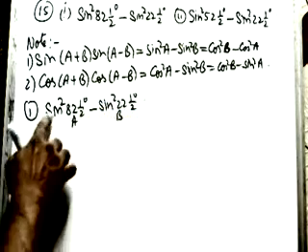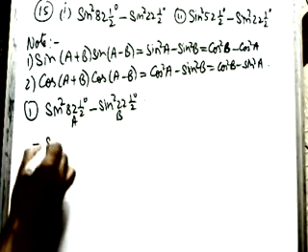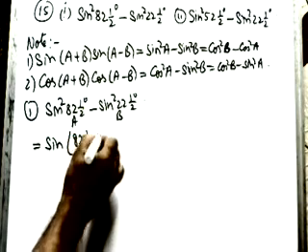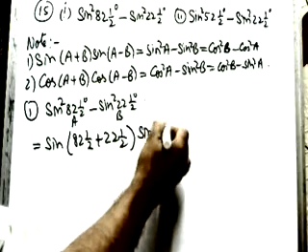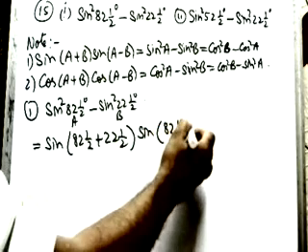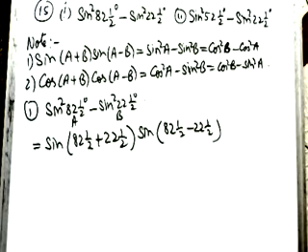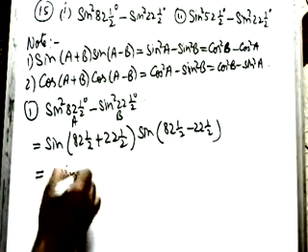Now, let's use the formula. Suppose this is A, this is B. So this will become sine square A minus sine square B. So we can write it with the formula: sine of A plus B into sine of A minus B. So sine square A minus sine square B is sine A plus B into sine A minus B.